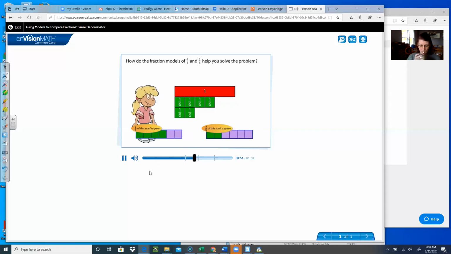How do the fractions of 4/6 and 2/6 help you solve the problem?